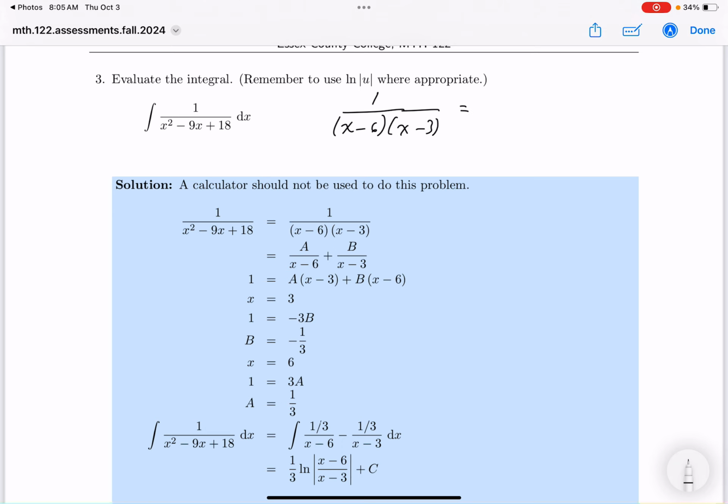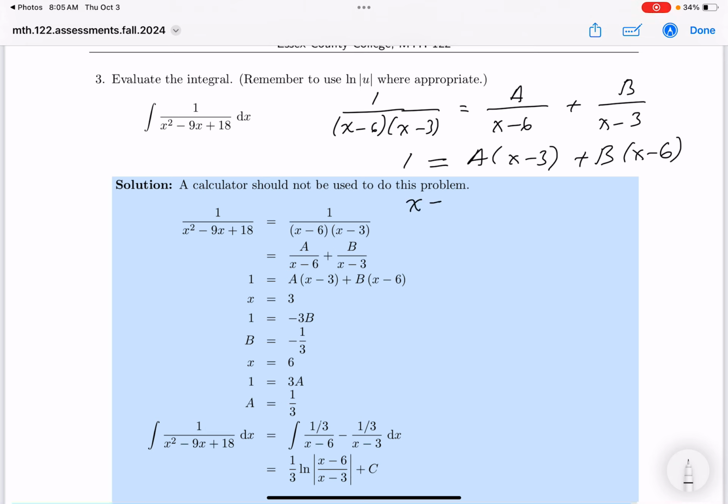I want to check this, though. And what am I doing? X squared. That looks good. Minus 3 minus 6 is minus 9, and plus 18. So it's going to be A over x minus 6 plus B over x minus 3. I'd clear the fraction by multiplying both sides by the LCD, and you get 1 equals A times x minus 3 plus B times x minus 6.